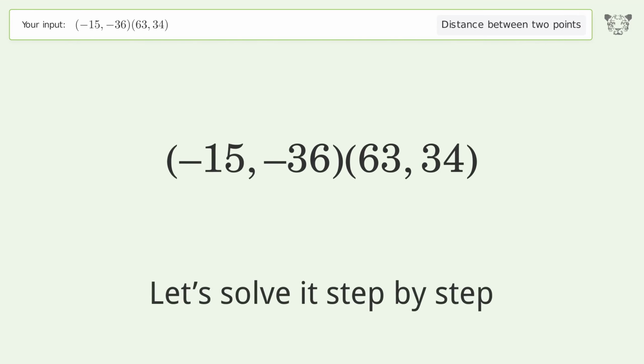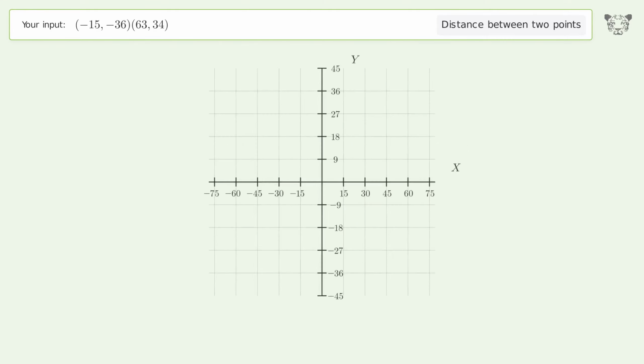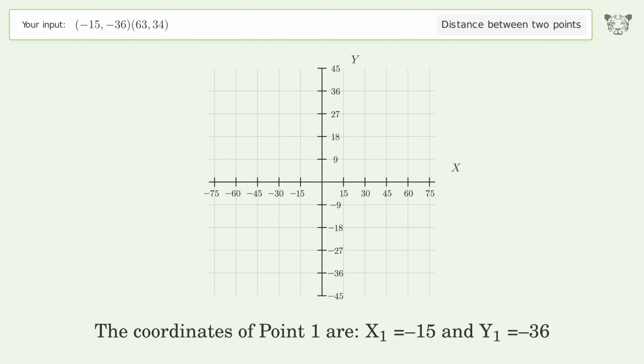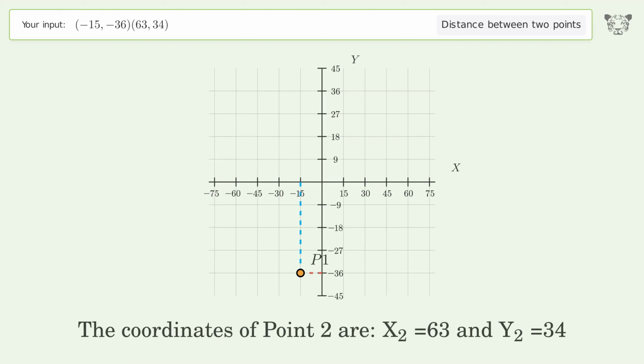Let's solve it step by step. Plot the 2 points and calculate the distance using the formula. The coordinates of point 1 are x1 equals -15 and y1 equals -36. The coordinates of point 2 are x2 equals 63 and y2 equals 34.